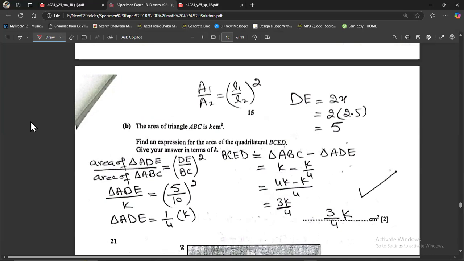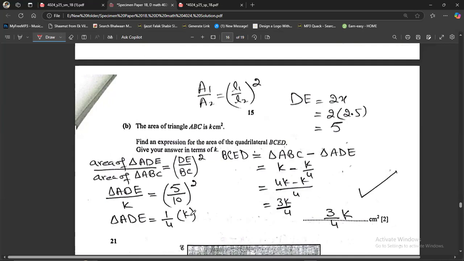So the area of the triangle ADE by the area of the triangle ABC will be equal to DE divided by BC, whole square. The DE side, we know the value of x, that's 2.5. So DE is 2x, so that's 2 into 2.5, that is 5. So it's 5, the BC is 10 and whole square, and the area of the ABC is K. Area of the triangle ADE, I'm trying to find out. So 5 by 10 square. So 5 ones are 5, 5 twos are 10, 2 square will be 4, so 1 by 4. So the area of the triangle ADE will be 1 by 4 of the K.